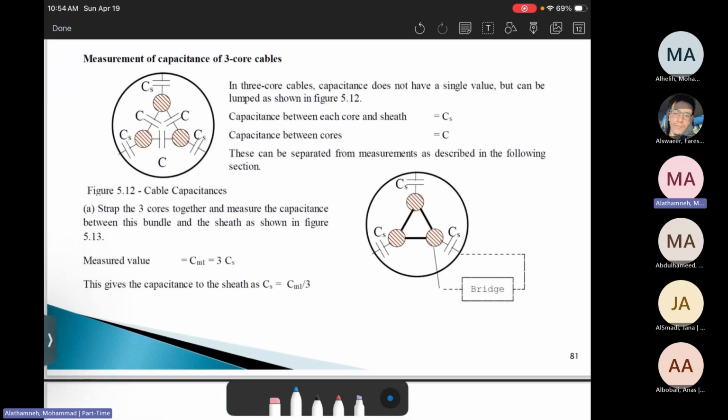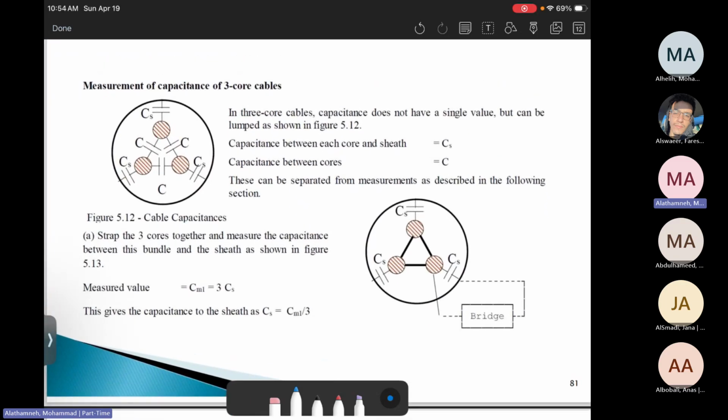Now, how about if we need to measure the capacitance of a three-phase core? The first thing that we need to do is try to make a test to calculate. We have two unknowns, Cs and Cm. So let's do the first test by shorting the three conductors. Then we measure using the bridge, measuring the equivalent value.